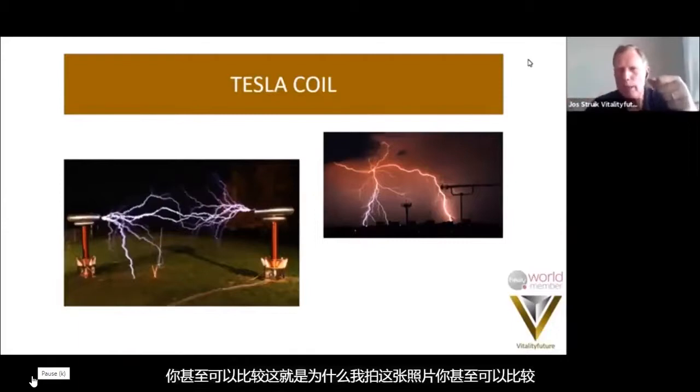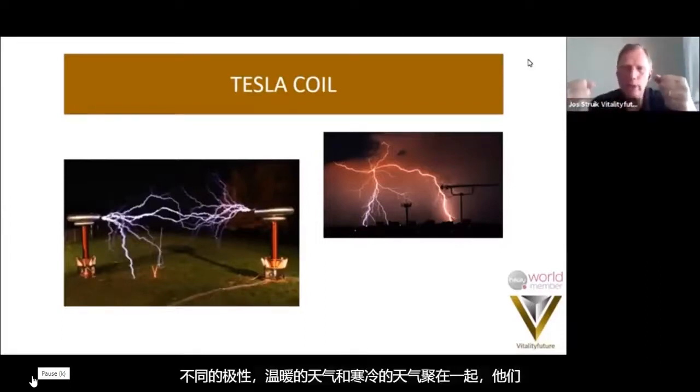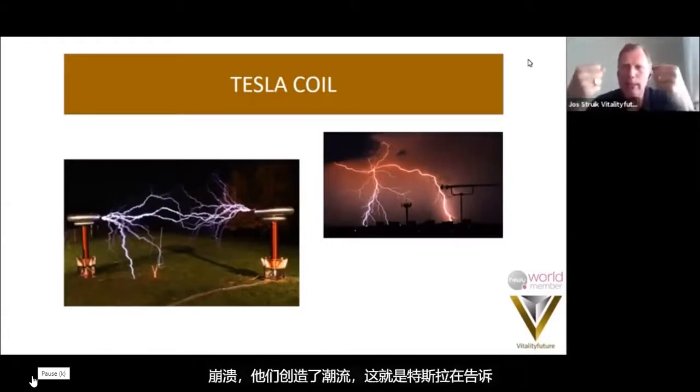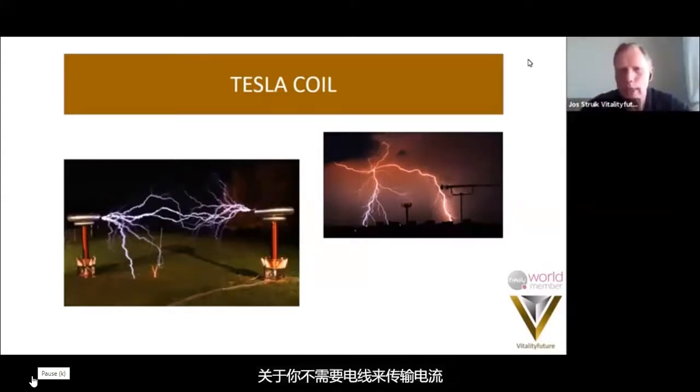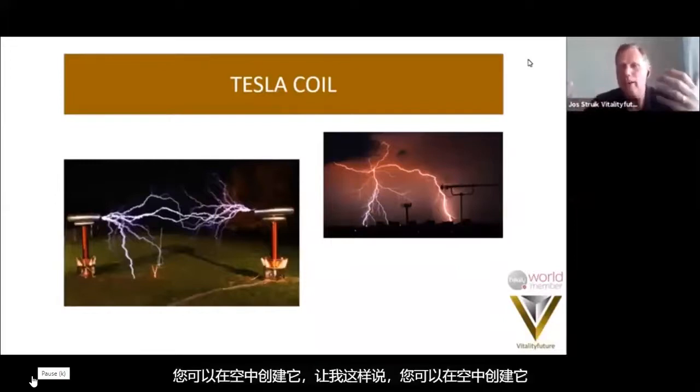You could even compare it with lightning, that's why I took this picture. Lightning also occurs when different polarities, warm weather and cold weather, get together and collapse and create a current. And that is what Tesla was telling about. You don't need wires to transport current from one place to another. If you have different polarities, you can create it in the air.